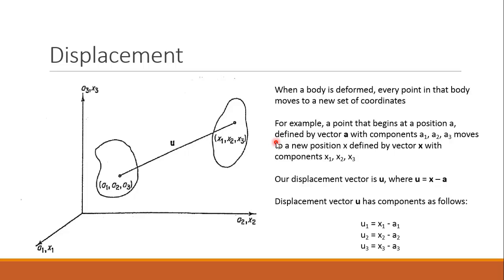That was just position. Displacement tells us about the movement from one point to another. The displacement vector is u, and it's x minus a. It has these components: u1 is x1 minus a1, u2 is x2 minus a2, and u3 is x3 minus a3. And for our remaining discussion of strain, that is how we're going to define our displacement.